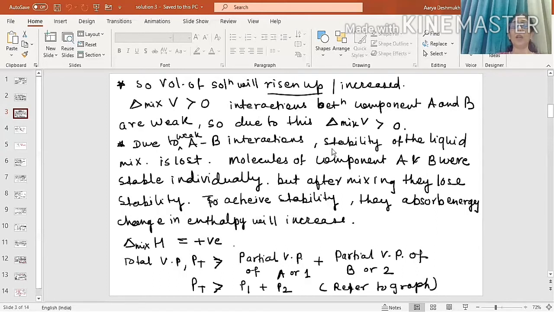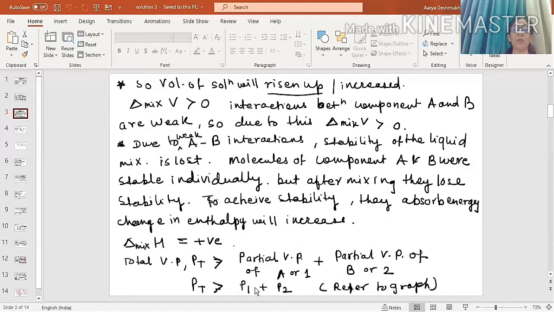Due to weak AB interaction, the stability of the liquid mixture is lost. The molecules of components A and B were stable individually, but after mixing they lose stability, and to achieve stability they absorb energy, so the change in enthalpy will increase. Because they absorb energy, delta H of mixing, the change in enthalpy after mixing components A and B, will be positive here. So the total vapor pressure of the solution will be greater than the partial vapor pressure of component A plus the partial vapor pressure of component B.